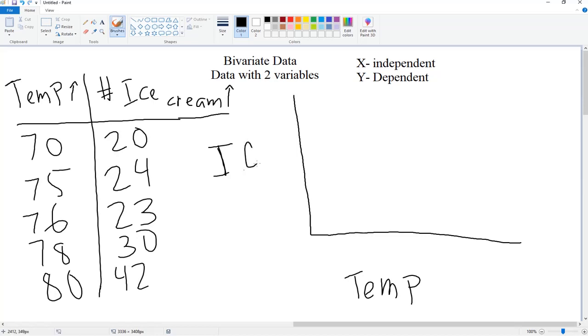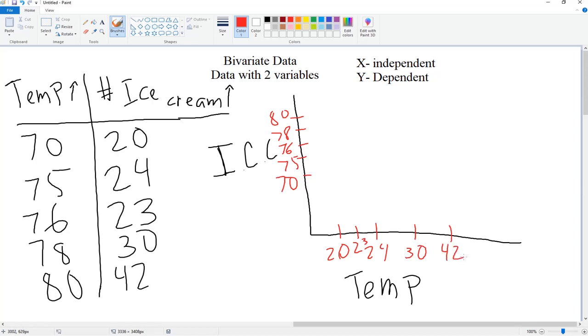ICC for ice cream cones. Okay, and then I'm going to graph this. So let's say that this is 70, this is 75, this is 76, this is 78, and this is 80. And then we have 20, 24, 23, 30, and 42.